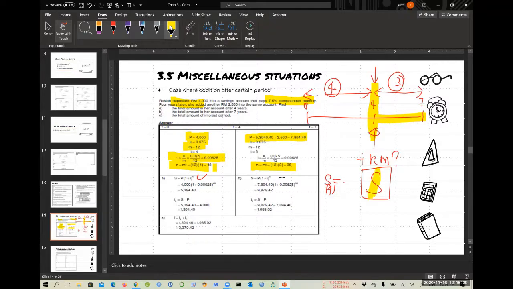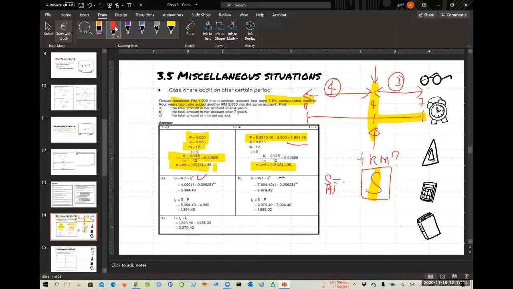Okay, over here. So what is the value? So just now we have calculated the value of S, right? So you get the value of S over there is equal to 5,394.40. So that is the value of S with respect to the initial deposit of 4,000. And then you add another 2,500, you get 7,894.40. So that is the amount that you have in the account at the beginning of the second portion.